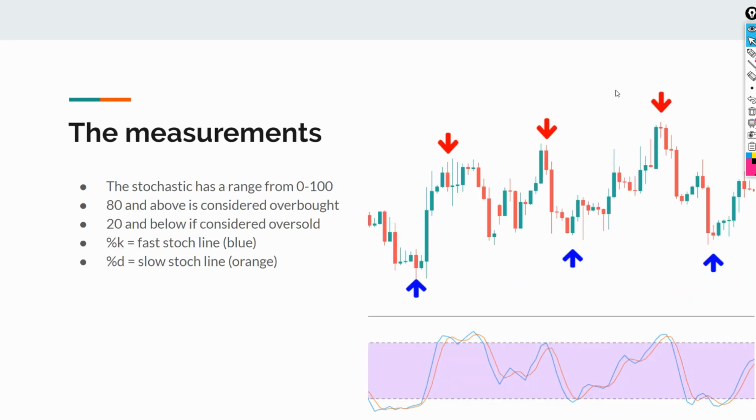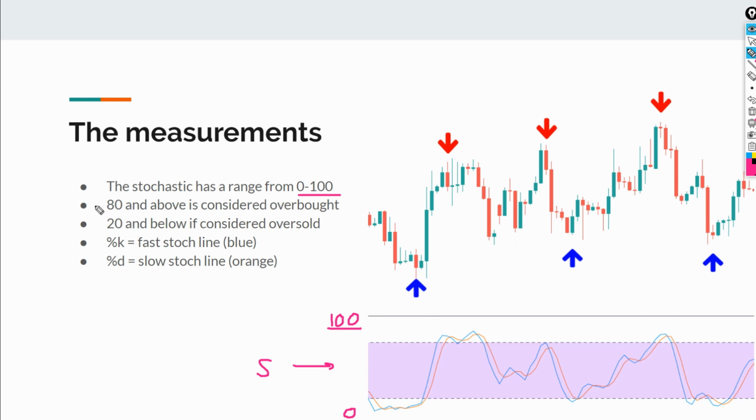Next we've got the measurements. This is going to be important for any sort of oscillator or indicator: we want to know how the tool is actually going to be working. Here you can see the stochastic, we'll put S for stochastic. The indicator is on the bottom of this chart that I've got pulled up, and the stochastic has a range from 0 to 100. So 0 is going to be down here at the bottom, and 100 is going to be right here at the top where this line is. You can see it's cut off from the screen, I apologize for that, but you get the point. The 100 is the top of the range and the 0 is the bottom of the range that the oscillator is going to travel back and forth between.